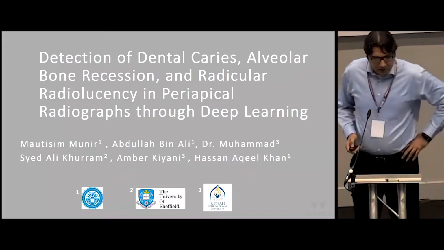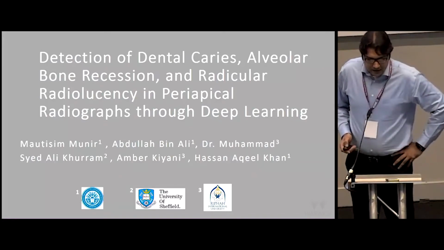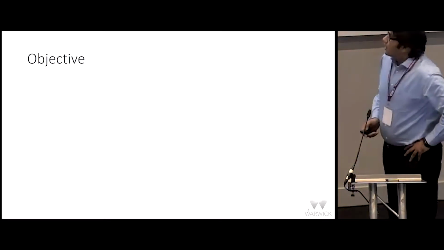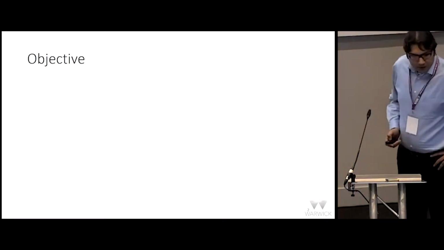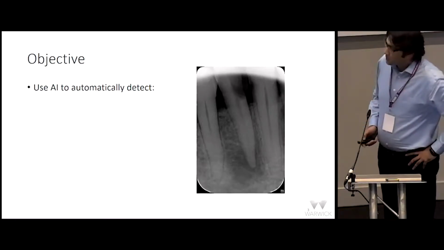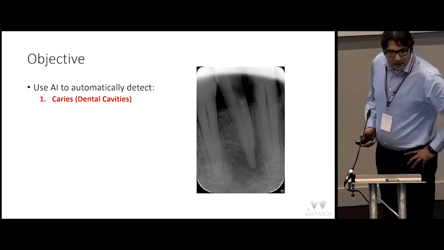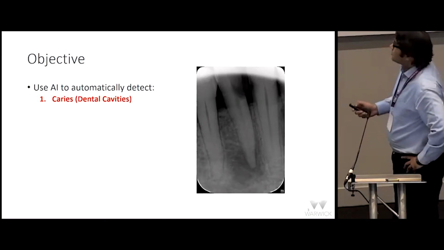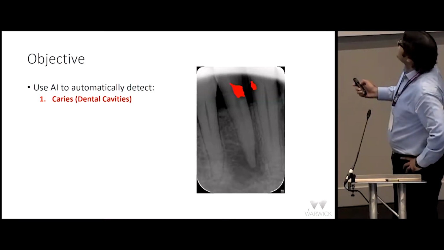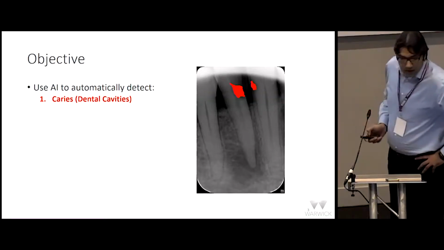The title of my paper is basically Detection of Dental Caries, Alveolar Bone Recession, and Radicular Radiolucency in Periapical Radiographs through Deep Learning. Our objective in this work is to use AI and deep learning to automatically detect first caries, also typically called dental cavities. In this region here, we have some dental cavities which are shown in red.